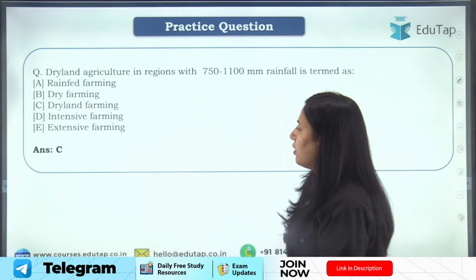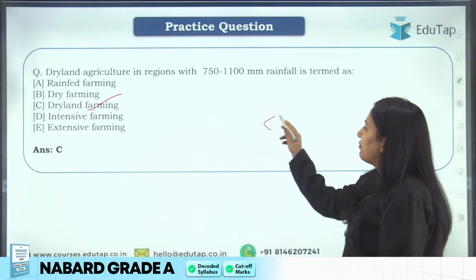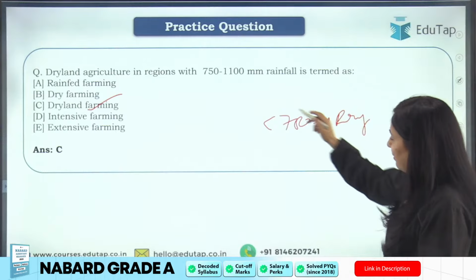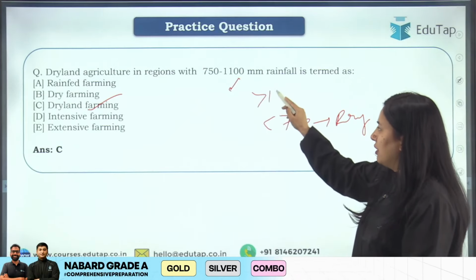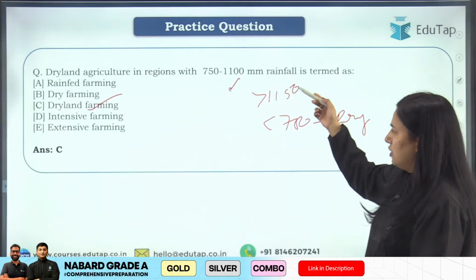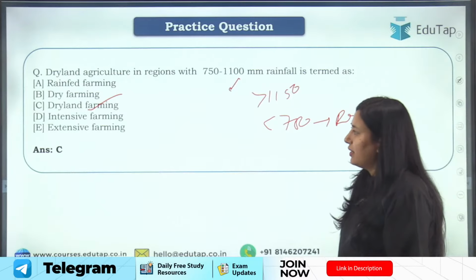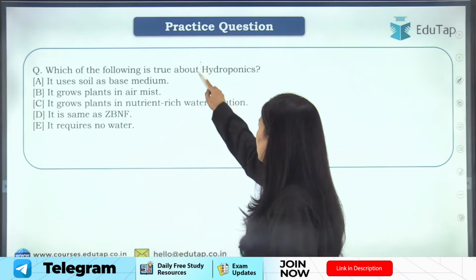Okay, so the answer will be option C, dryland farming. Very good. If it were less than 750, then it would be dry farming. If it is 750 to 1100, then dryland, and if it is more than 1100, then it will be rainfed farming. Clear? Okay. Moving to the next question, which of the following is true about hydroponics?